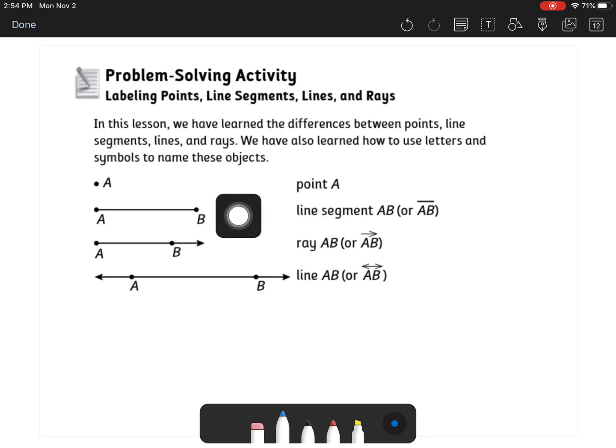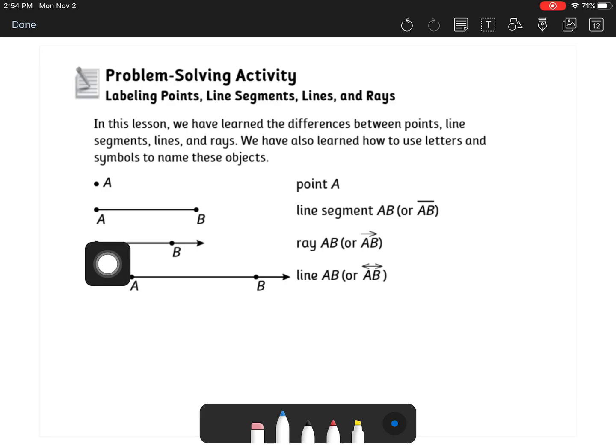A point refers to just a position in space or on a plane. I just put a dot there. So point A would be like this. A line segment would be just from one starting point to an ending point and your line connecting it. So this would be line segment AB. The symbol for that is just AB with a bar over it.